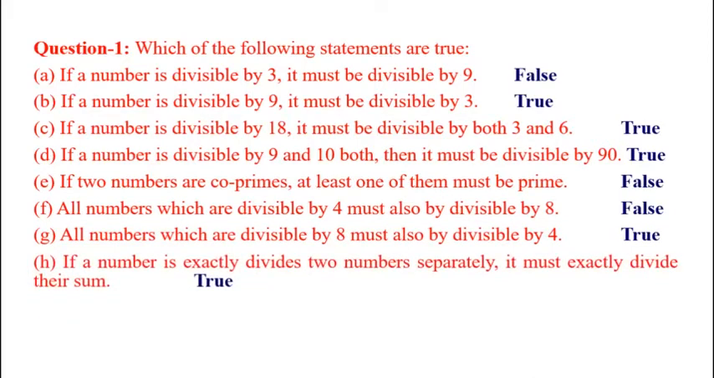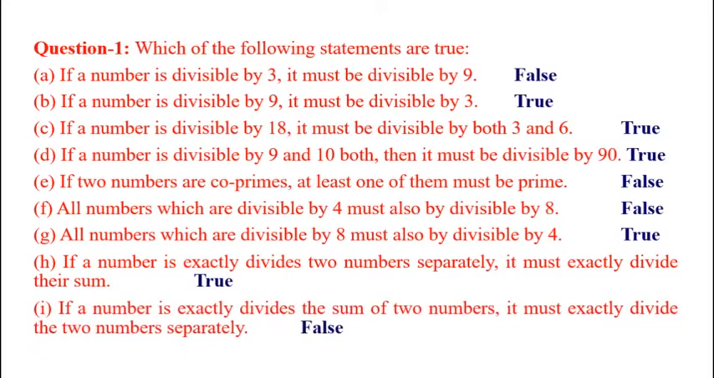Then if a number exactly divides two numbers separately, it must exactly divide their sum. This is true. Then if a number exactly divides the sum of two numbers, it must exactly divide the two numbers separately. This is false.